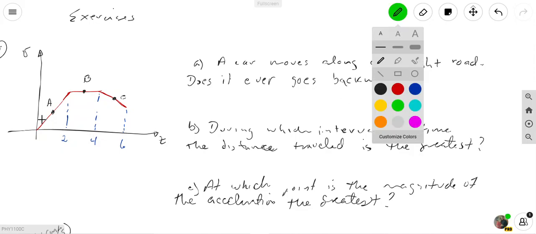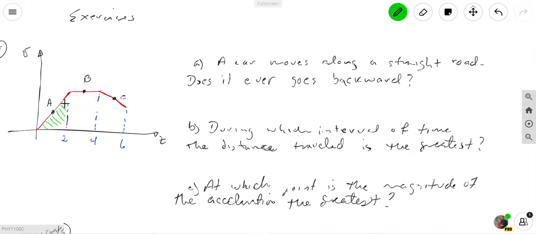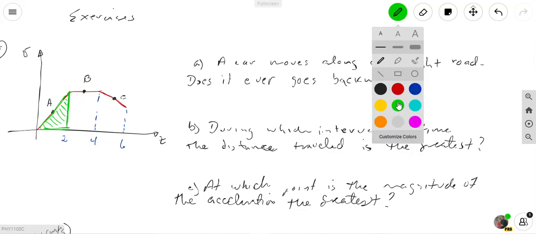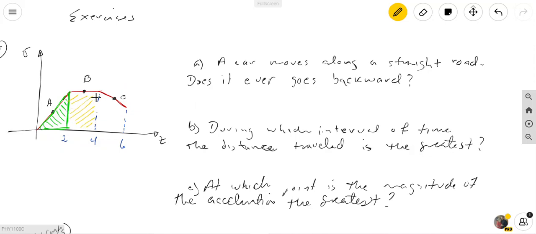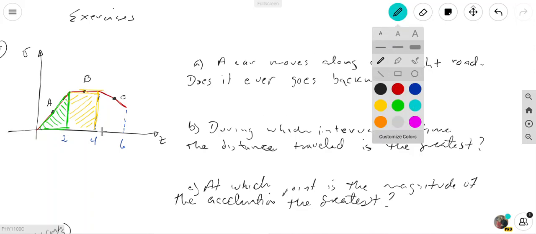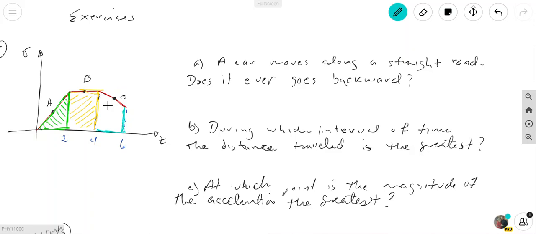So when you analyze the area under the graph from 0 to 2 seconds, the area of this triangle, and you compare it with the area of this rectangle from 2 to 4 seconds, and with the area under the graph from 4 to 6 seconds, you see that the greatest area is the area from 2 to 4 seconds.